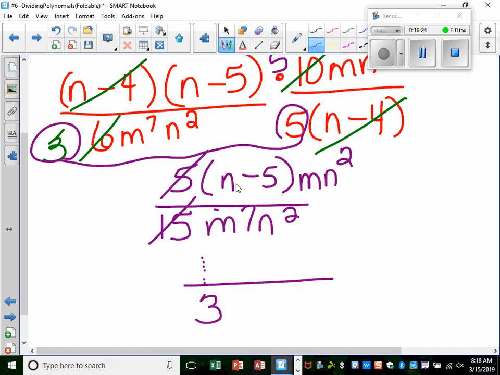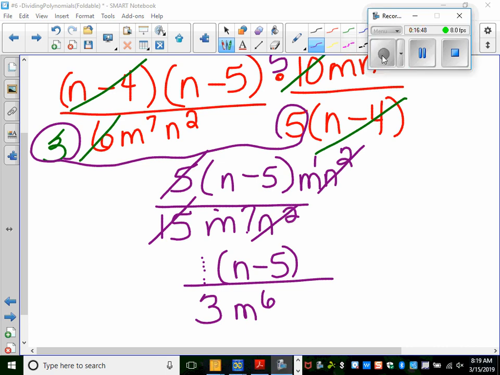All right, so I'm going to have the n minus 5 still. Okay, but I need to go ahead and say what these m's are. What is 1 minus 7? -6. Let's put that at the bottom. And these will cancel out. Is that correct? And then I'm just left with the n minus 5 at the top. Okay, so if you go down to the very bottom, you'll see letter E. It says n minus 5 over 3m to the 6.